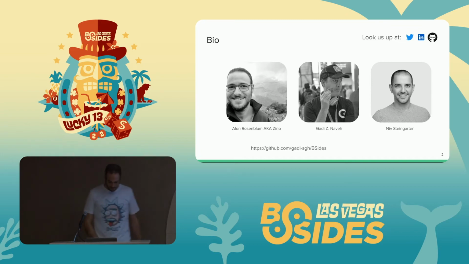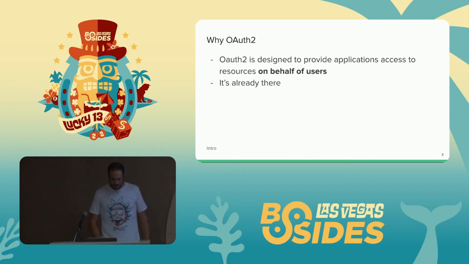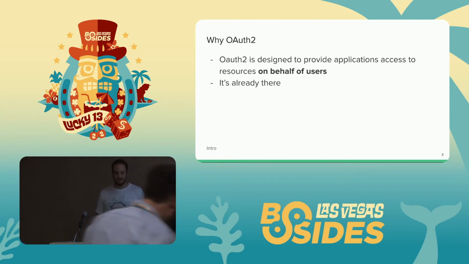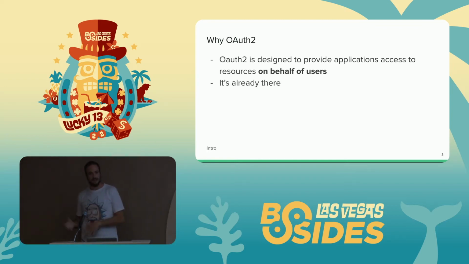OK, so I'm going to talk to you a little bit about OAuth 2, why we're using it, and what challenges we can face when we use it. Afterwards we're going to give the stage to Gadi, who will explain more details about the actual work that we did and some of the bypasses that we found on OAuth, right? So why do we even use OAuth 2, right?